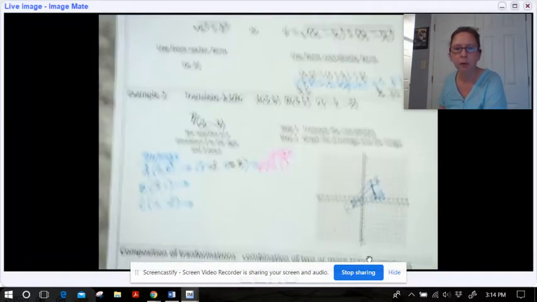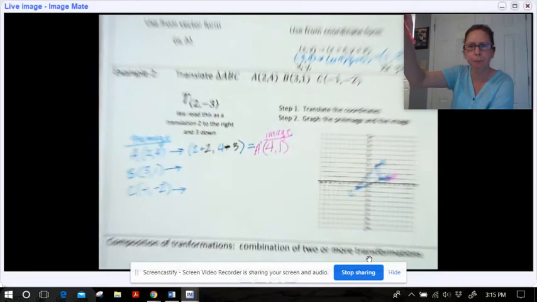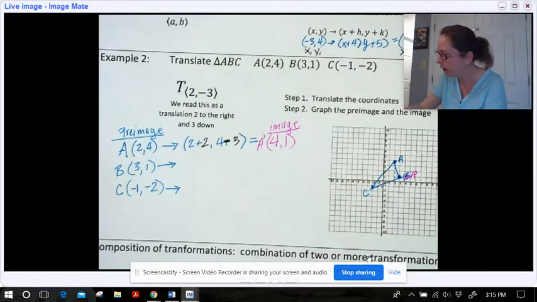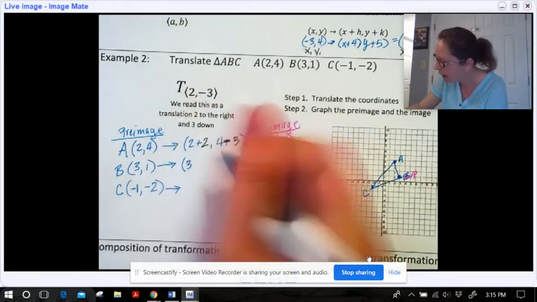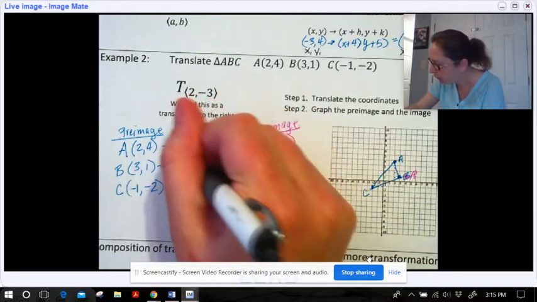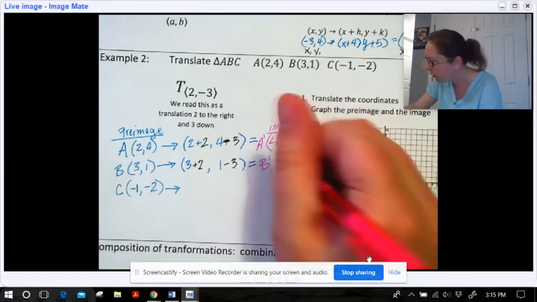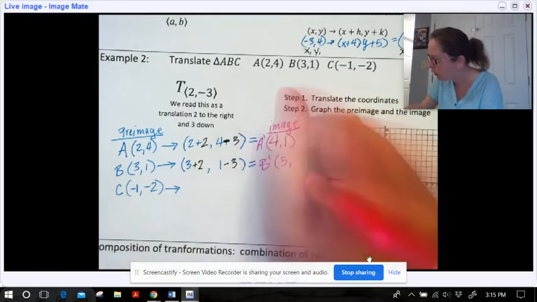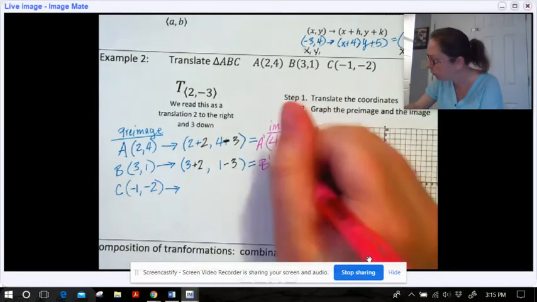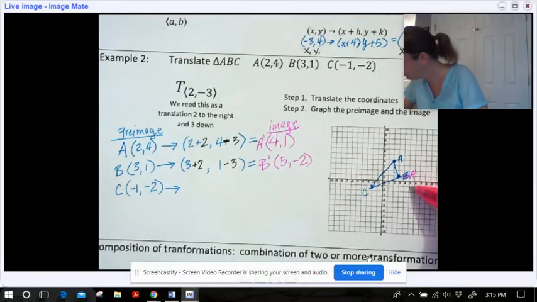All right, let's go ahead and plot that point. So over 4, 1, 2, 3, 4, up 1, this is now my A prime. I'm going to zoom in a little bit. Okay, let's do that same thing again. With point B, I have 3 and I have 1. So I'm going to apply my vector, which is +2 to the x value, -3 to the y value. And then I am going to simplify this. And remember, it's the image, so I need to name it B prime. 3 plus 2 is 5. 1 minus 3 is -2. So I will plot the point B prime at 5, -2. So I'm going to go over to 5 and go down 1, 2.